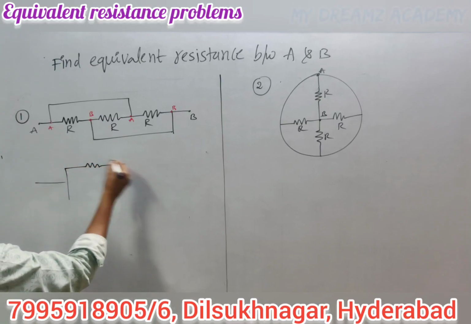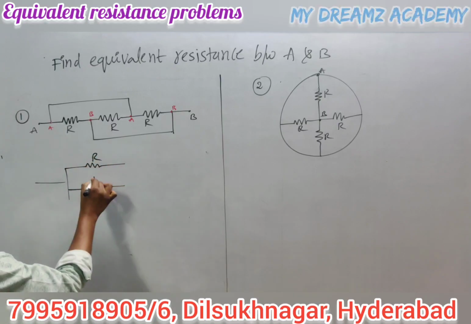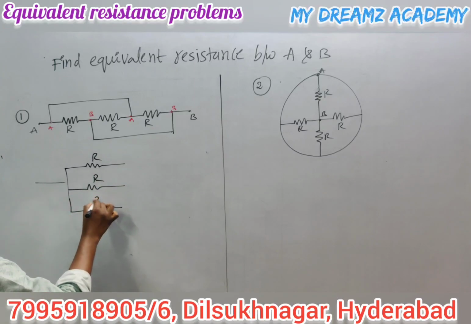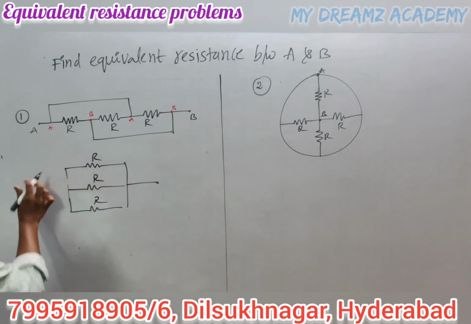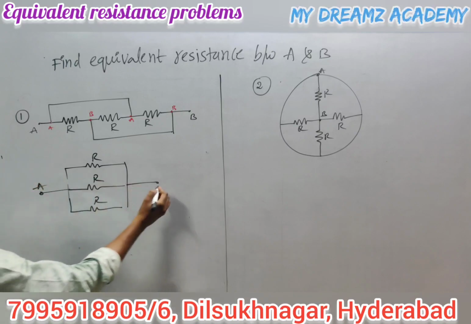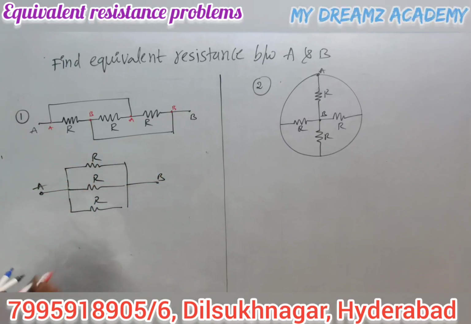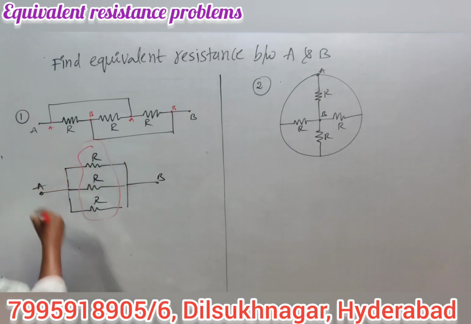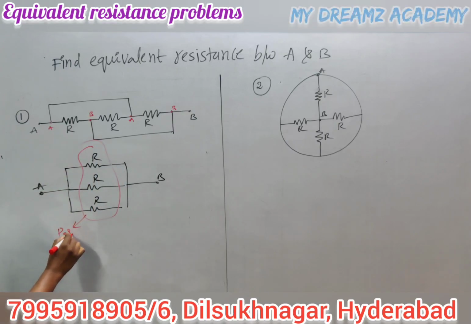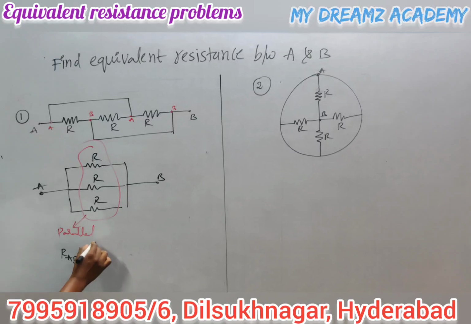Now the first one is resistor R, and another one is also R, and R. These three are connected between 2 points A and B. Between these two, three resistors are connected. So this connection is a parallel connection. So what is the equivalent resistance in this parallel connection? That is RAB, the equivalent resistance between A and B, equals R by N.